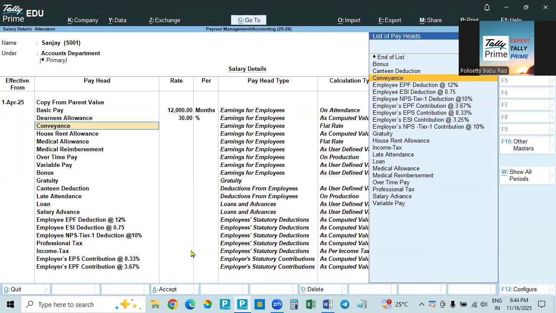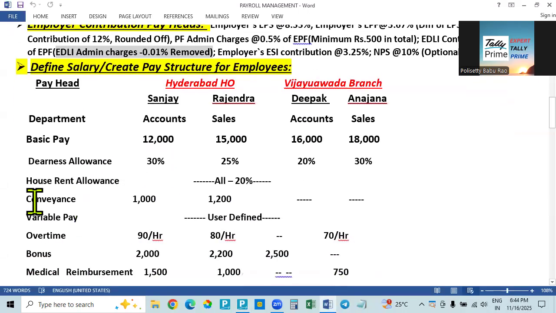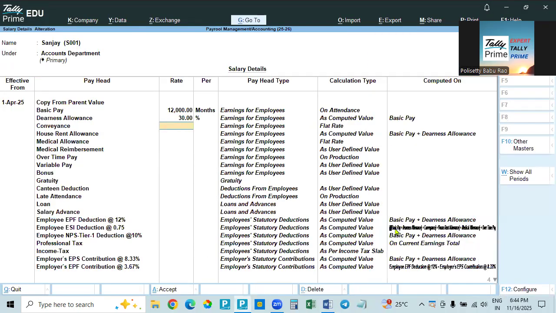And then conveyance. Conveyance is at a flat rate. Conveyance is 1,000 rupees. This is a flat rate. This is on attendance, we are giving, it is calculated. It will calculate as computed value. And here at flat rate, 1,000 rupees.